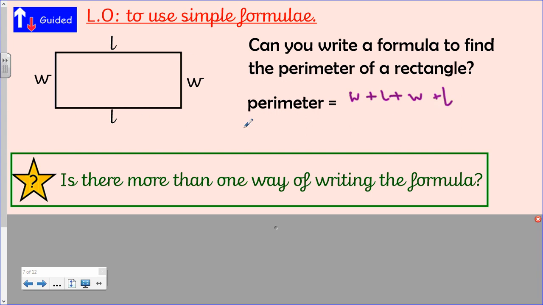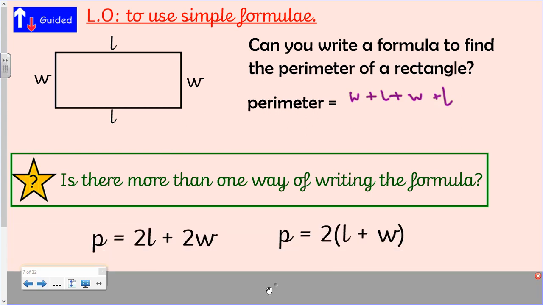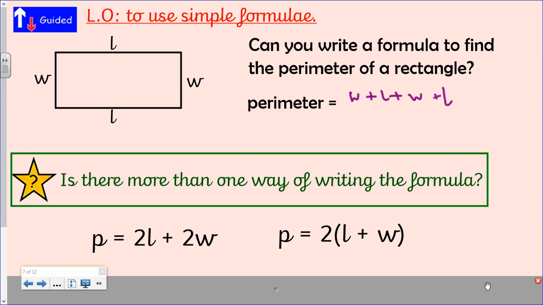Right, I'm going to assume that you've paused the video and had a go. So I'll just show you what's underneath here. These are the two options that work well. So we've got P for perimeter equals 2L. So you can see we've got two lots of L here. Add on 2W. So we do 2 times L, and then 2 times W, and then we add them together. So we've got 2 L's, 2 W's.